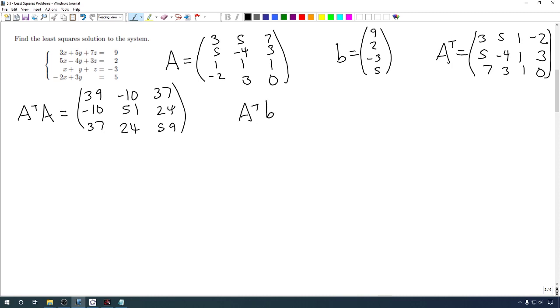We'll go ahead and also find A transpose B. So again, each row times the same column. And we'll get a 24, 49, and 66. So a lot of computation, but it's relatively straightforward. We don't really have to think too much about that. Just do it. We'll use this as our coefficient matrix for our normal equations. This is our constant. So our normal equations just become the augmented matrix.